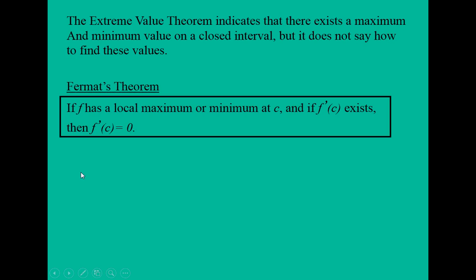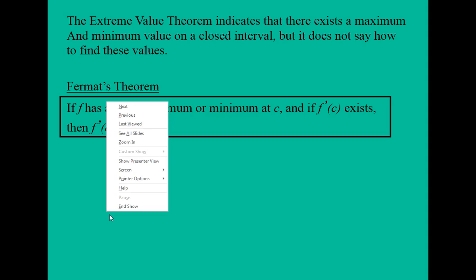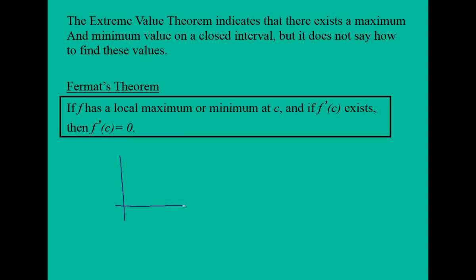So Fermat's theorem: if f has a local maximum or minimum at c, and if f prime of c exists, then f prime of c equals 0. Here's a function. We have a local maximum, let's call this c sub 1. We have a local minimum at c sub 2. If we drew the tangent lines in at those points, we can see that the slope of the tangent line at those points would be 0. So f prime of c sub 1 equals 0, and f prime of c sub 2 equals 0. This function, we saw the graph, we knew we had a local maximum and a local minimum. Therefore, we knew f prime of c would equal 0 at those points.